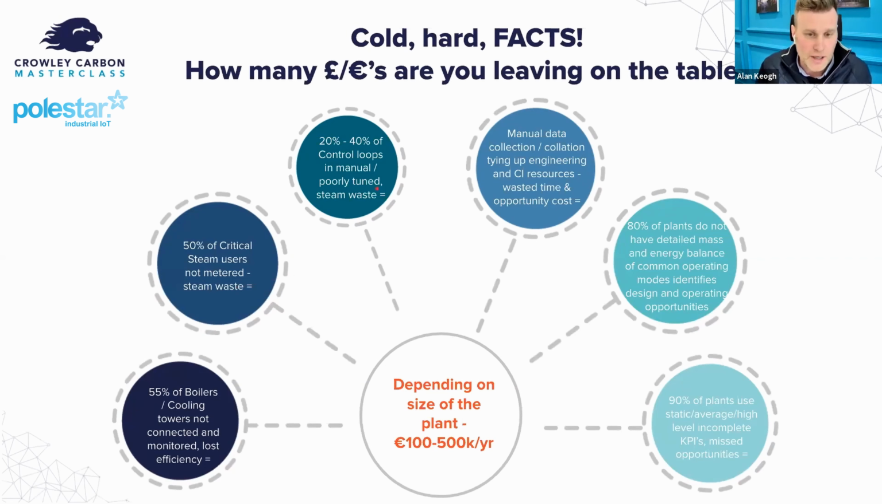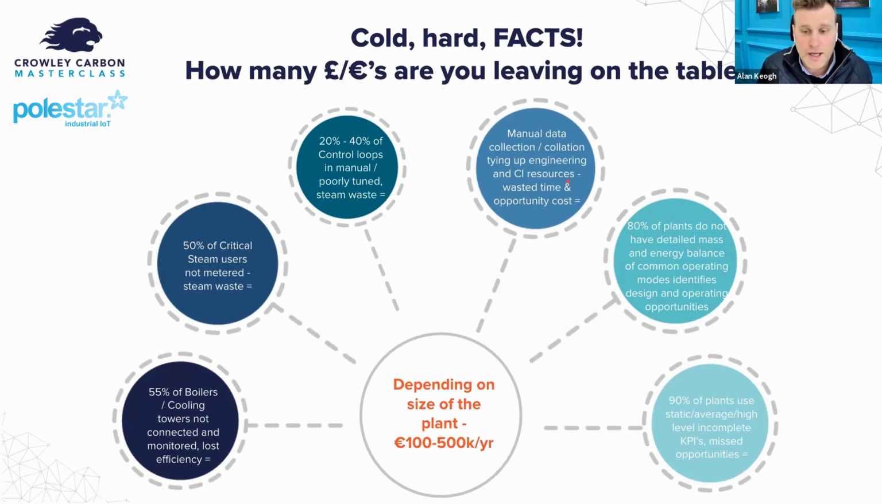And then if you have a SCADA, typically we find 20 to 40% of the control loops that are in the SCADA currently are in manual, or they're poorly tuned. You know, the valves are oscillating and banging. You don't have good process control, and they're chewing through more steam than they have to.